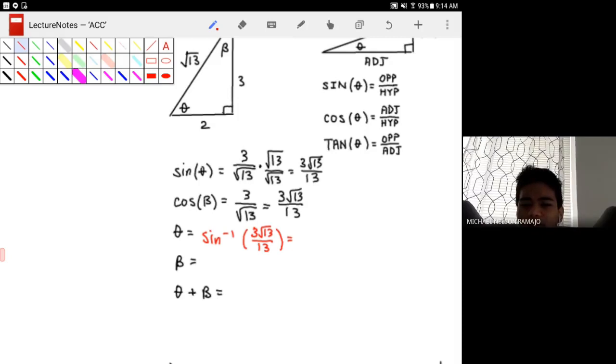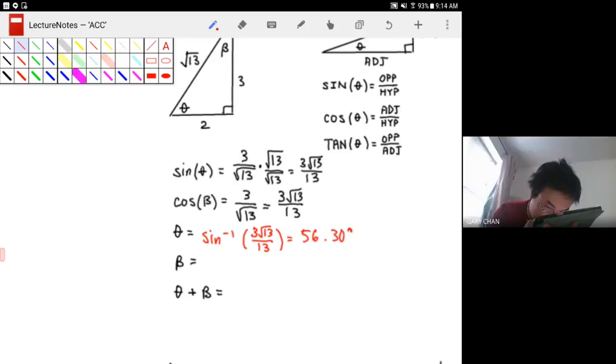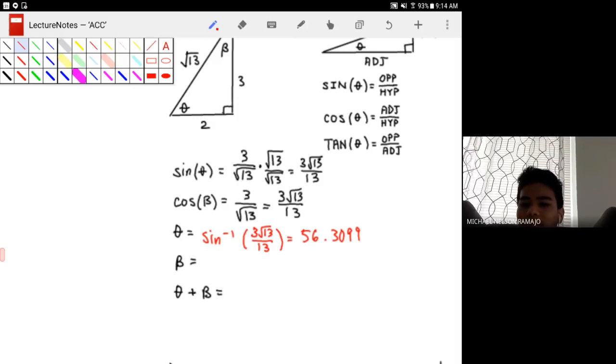Arc sine of 3 radical 13 over 13. It is 56.3099. Like that? Yep. Okay.